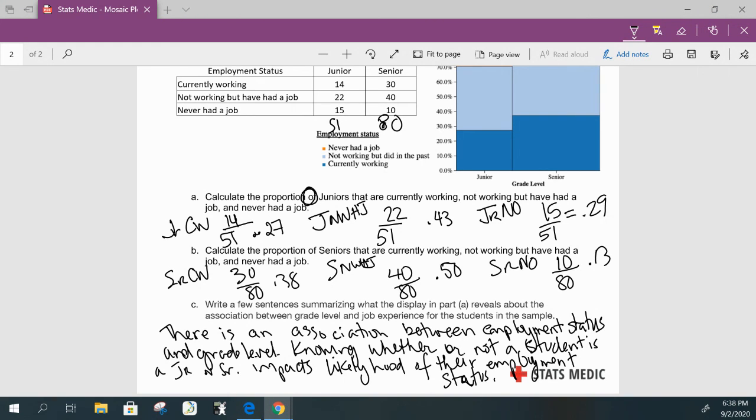And you should have come up with something similar to this. It doesn't have to be exactly these words, but there is an association between the employment status and grade level. Knowing whether or not a student is a junior or senior impacts the likelihood of their employment status. For example, seniors are more likely to be currently employed. You can see by the blue shading here than the juniors are, and are more likely to have had a job in the past than juniors as well.